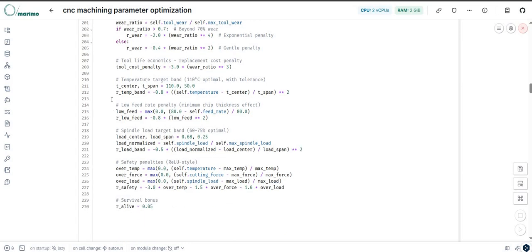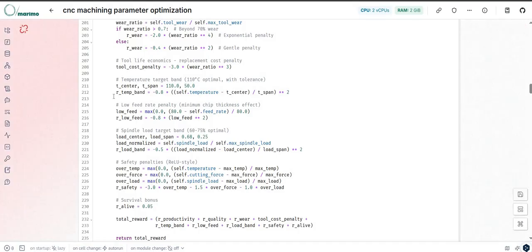For temperature, we set an optimal band around 110 degrees Celsius with a tolerance span of 50 degrees. The reward is calculated as minus 0.8 times the squared deviation from that.